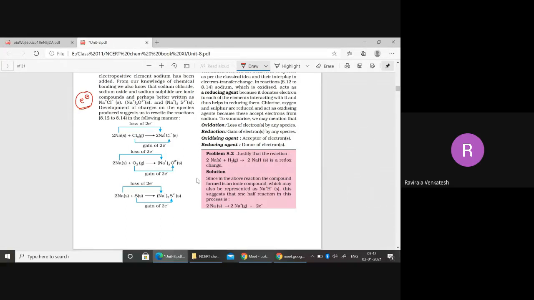Now, what is an oxidation reaction? Very simple, loss of electron. If any species loses electrons, then the reaction is called oxidation and the substance is called what? Reducing agent.